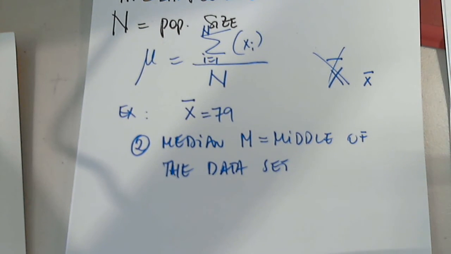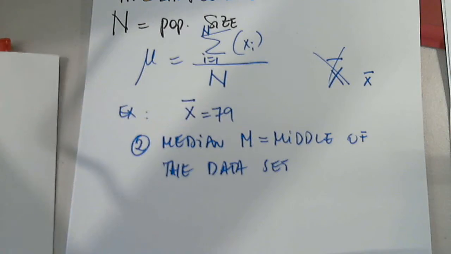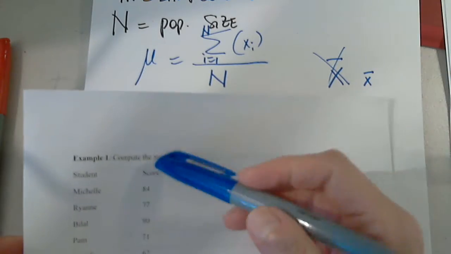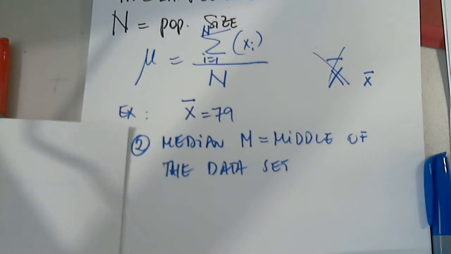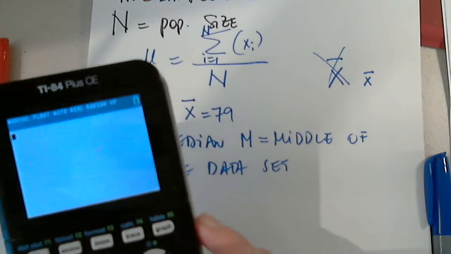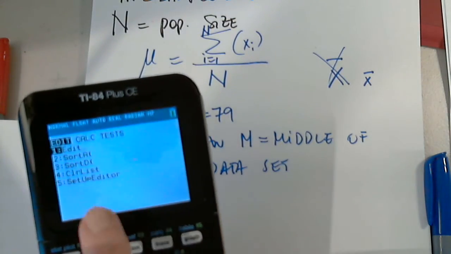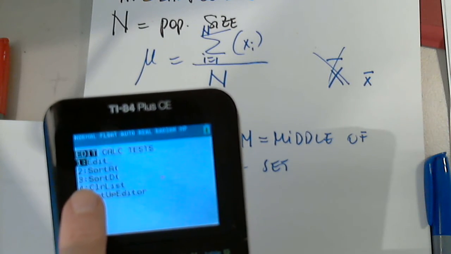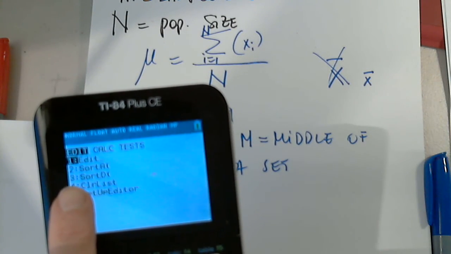Let's say I have this data set. I'm going to arrange them in ascending order, but I'm going to do that with a graphing calculator. So I go to Stats. I want to sort in ascending order. I will select number 2.